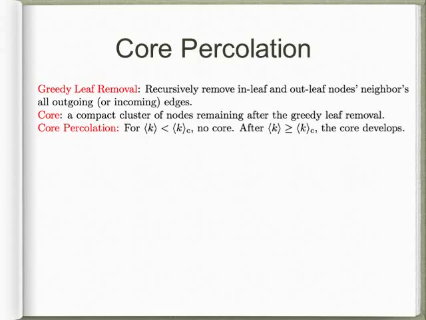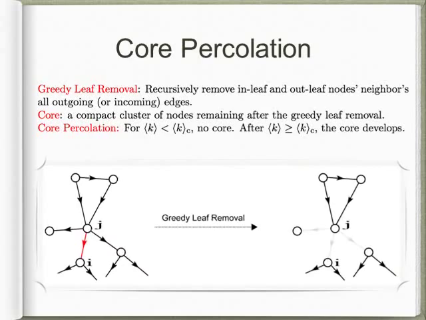So we have a directed network. You find the in-leaf, in the sense that this node has in-degree one. So it has only one incoming link. Then you identify its neighbor, which is J. You remove all the outgoing links of its neighbor, J. You end up with this scenario. And you keep doing this, which means recursively removing all the in-leaf and out-leaf nodes' neighbors' outgoing and incoming edges.